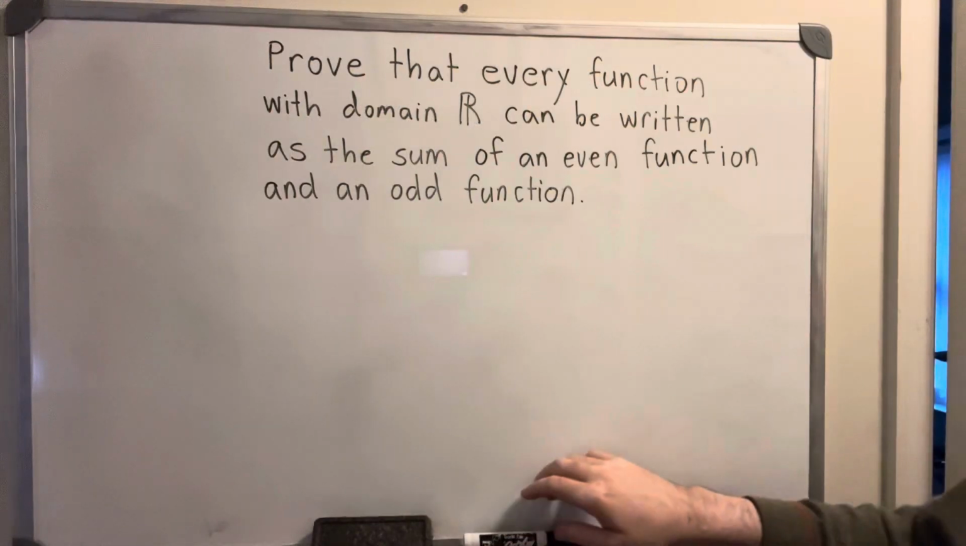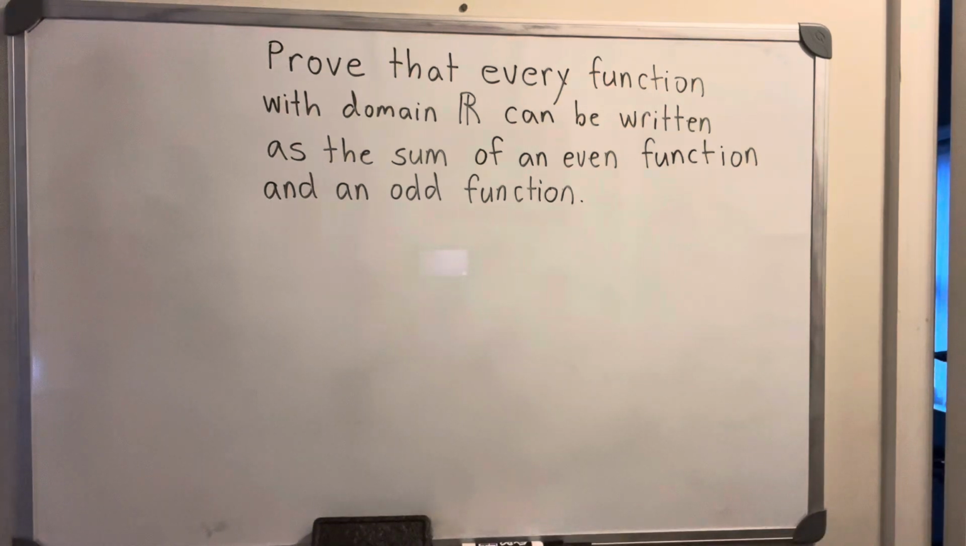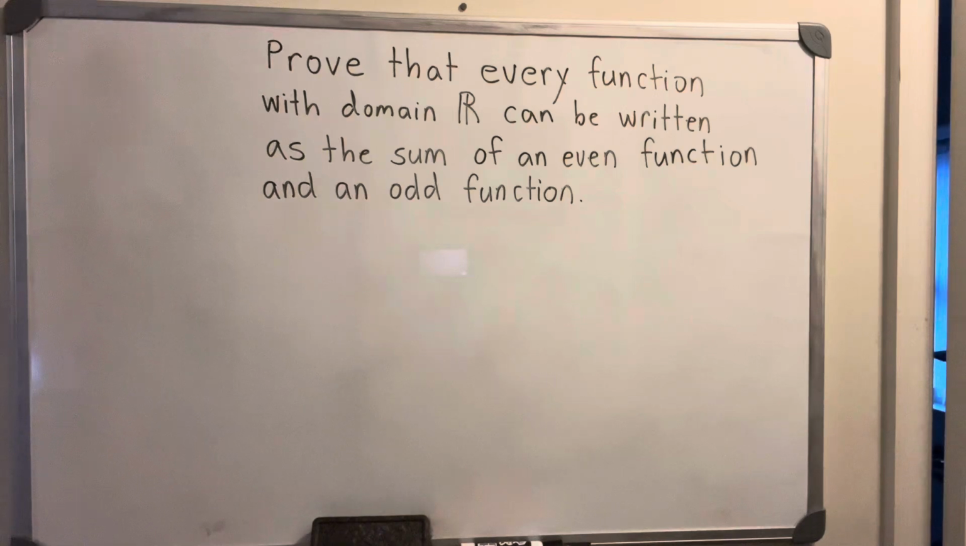This problem says, prove that every function with the domain over the whole set of real numbers can be written as the sum of an even function and an odd function. So these functions are not even specified, they're just saying that every function. So how would you begin to approach this problem?